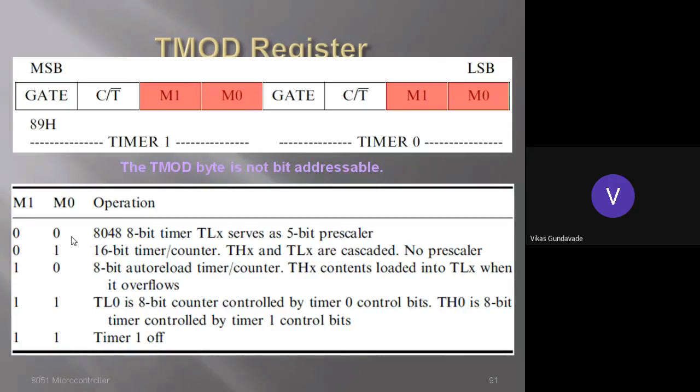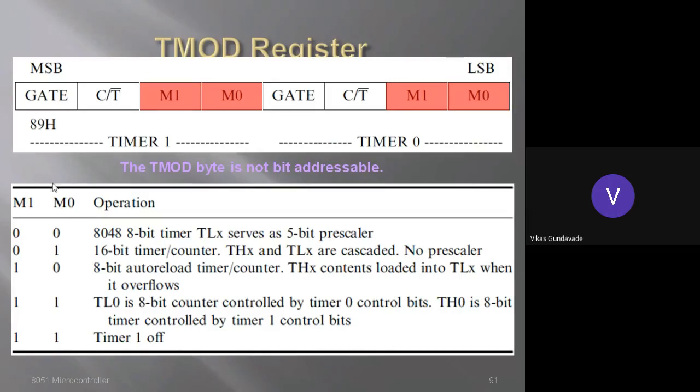What does it mean? The TH and TL registers, where we are storing the count, so that only 13 bits from these 2 registers are used for storing the count. In which 8 bits of TH and 5 bits of TL are used to set the count.